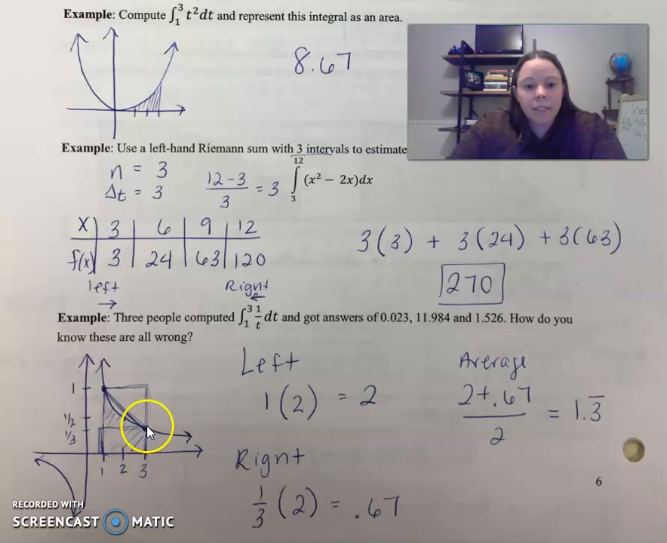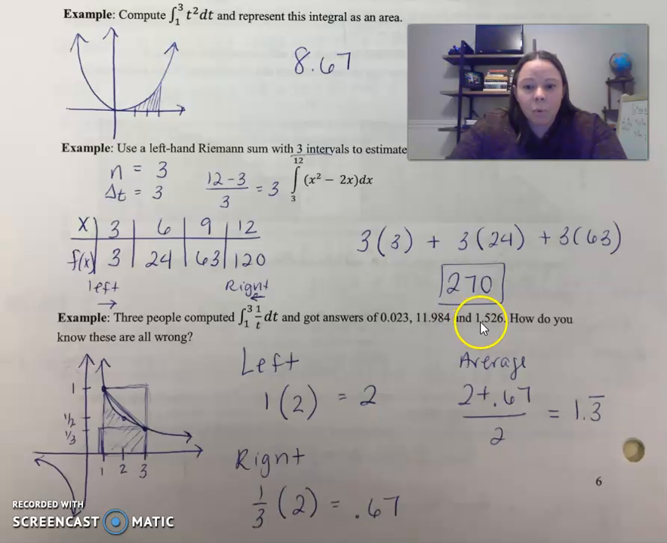Okay, then I switched and did the right estimate. So I used the right side. So the point on the curve, that's the height, using the right estimate. And you can see that's going to give me 2 times 1/3. So that's where this is. You get 0.67. Well, that's an underestimate, and that 0.023 is under my underestimate. So again, that's also way wrong. So the first 2 are ruled out. I got this last one though.